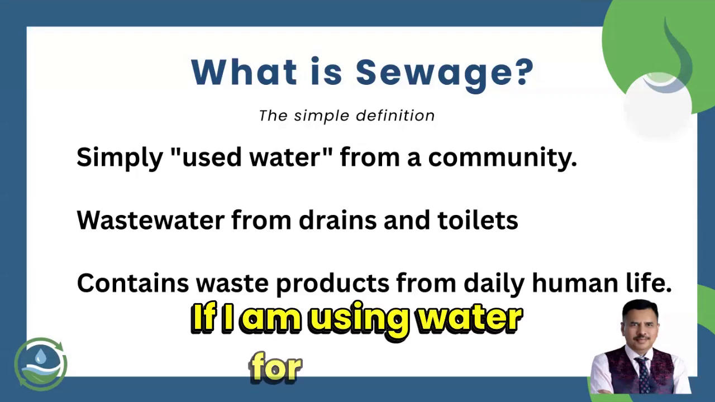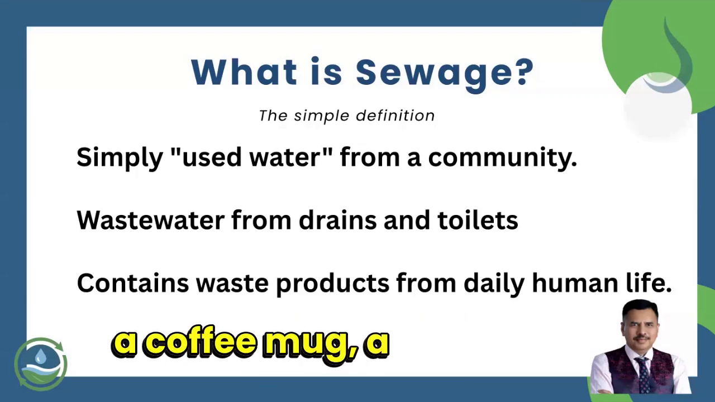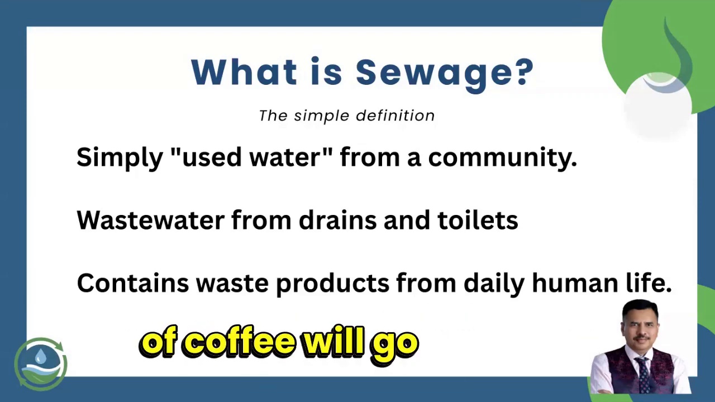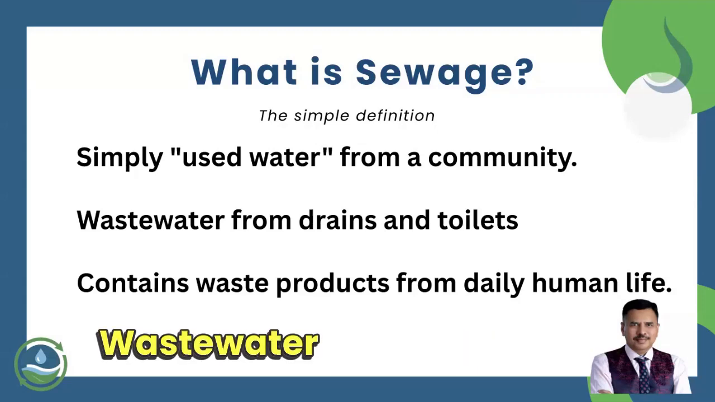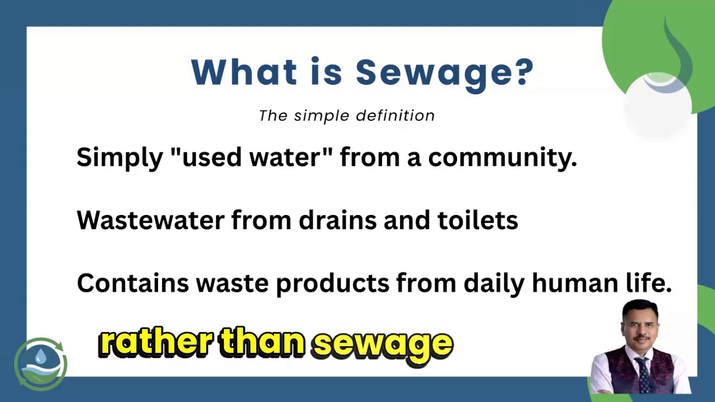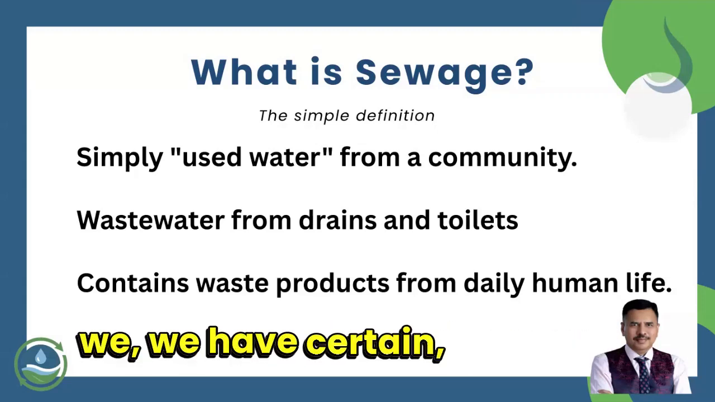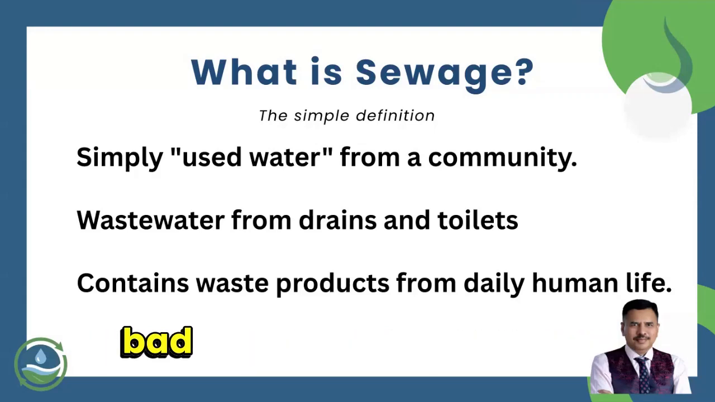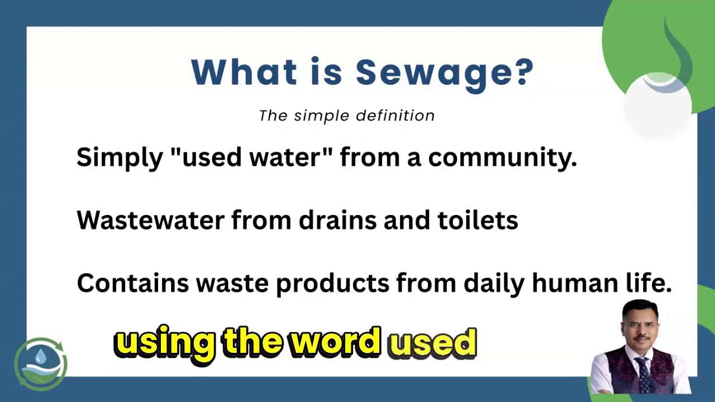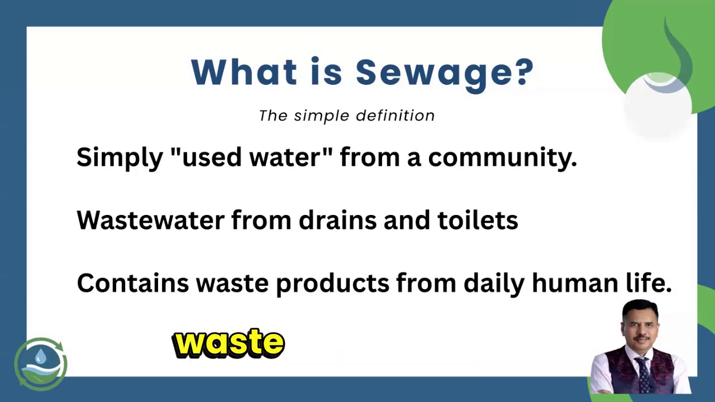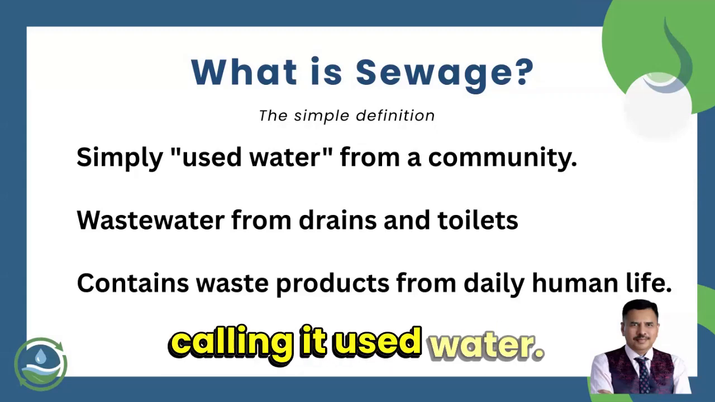If I am using water for washing a coffee mug, a small trace of coffee will go into the water, making it wastewater. Wastewater is the right word rather than sewage, because we have a certain bad notion about sewage. Instead of calling it sewage, some countries like Singapore have started using the word used water. Instead of calling it wastewater, they're calling it used water.